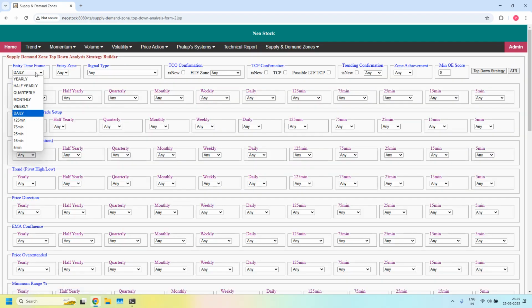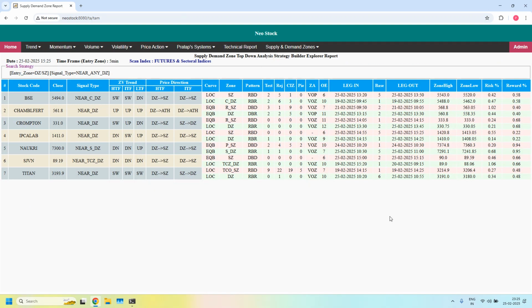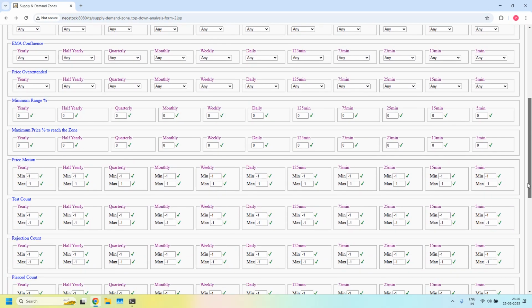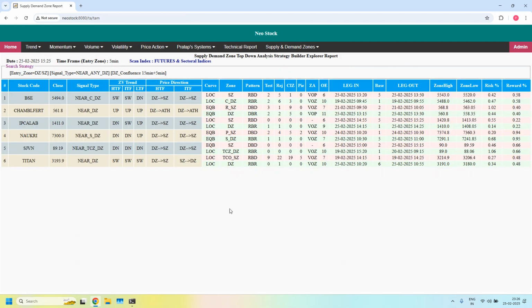Next time frame is 5 minutes. Stocks near 5 minutes demand zone. We got 7 stocks. Out of these 7, how many of these 5 minutes demand zones are having ITF demand zone Confluence? Let's verify. That is 5 minutes demand zone with 15 minutes demand zone Confluence. With this filter, we got 6 stocks out of 7. All these 5 minutes demand zones are overlapped with 15 minutes demand zone.